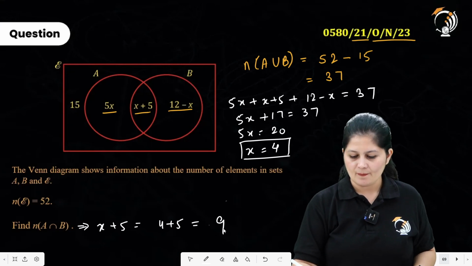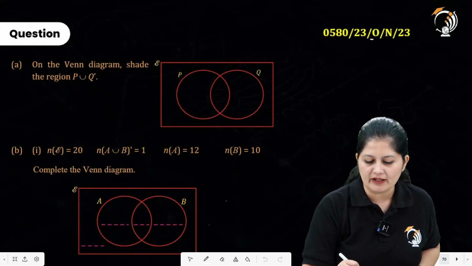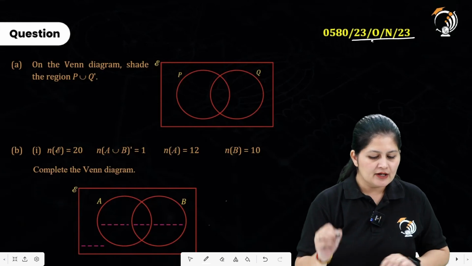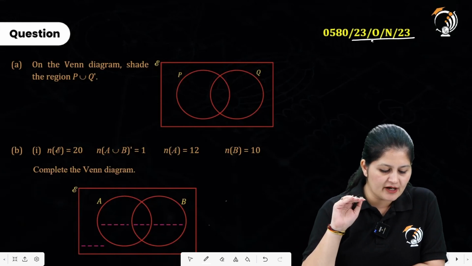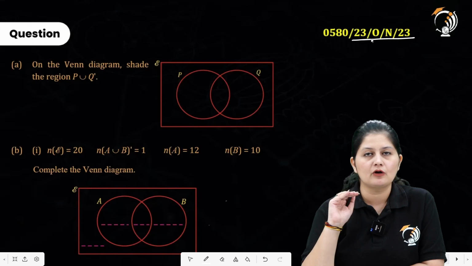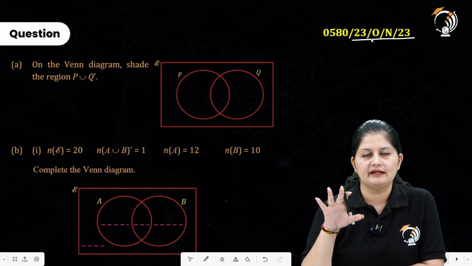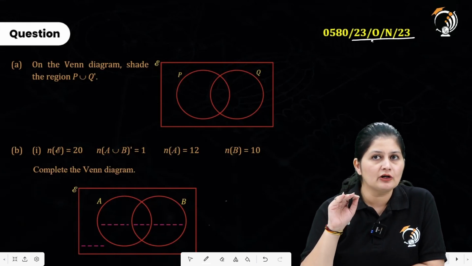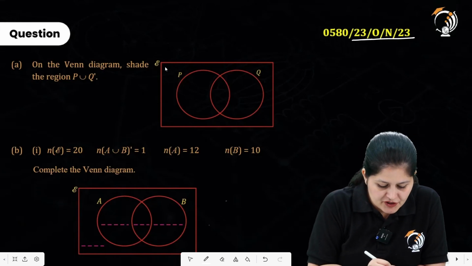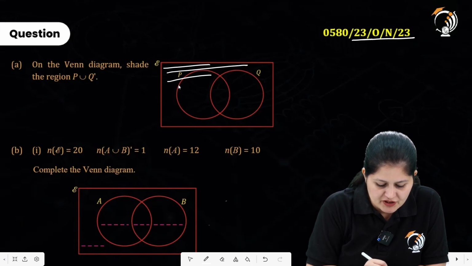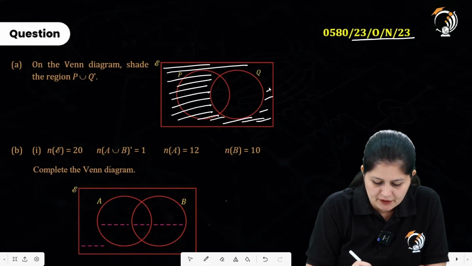Understood? Moving to the next question, which is again a question from the paper of October-November 23 from variant 2-3. So let's read and understand the question. The question says: on the Venn diagram, shade the region P union the complement of Q. Firstly, let's mark the region for the complement of Q. The region for the complement of Q is going to be the region which does not include Q. So this is going to be the complement of Q.